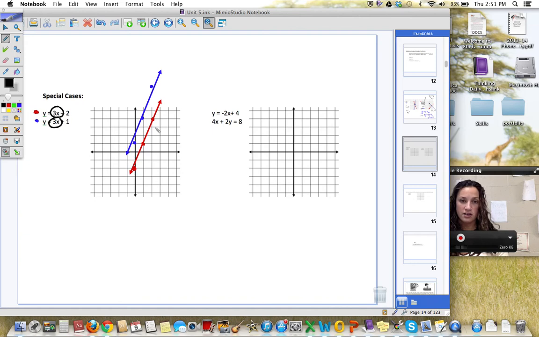So they're never going to touch each other. So for this one, we're going to say that there would be no solution. They never touch, so you can't ever find a point of intersection. There's no solution.